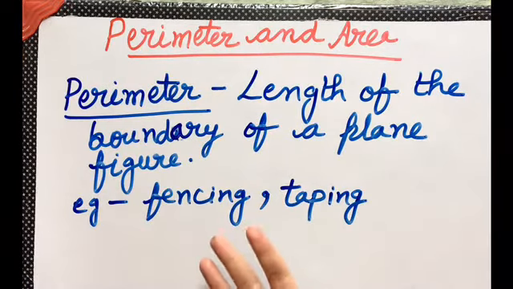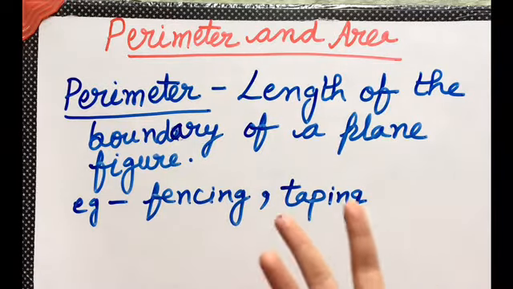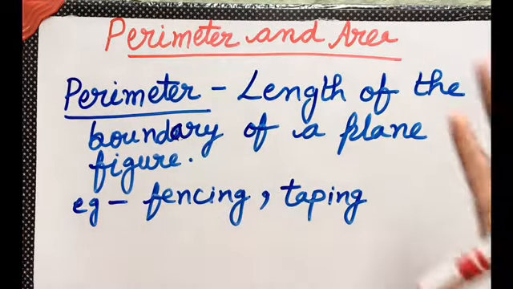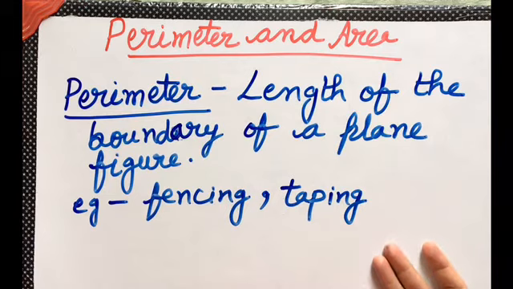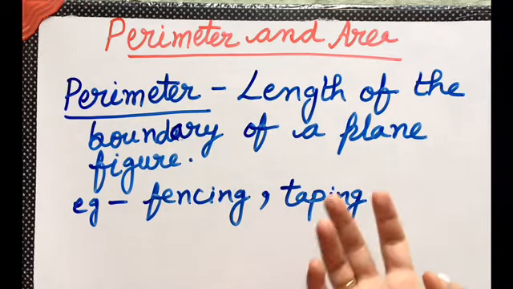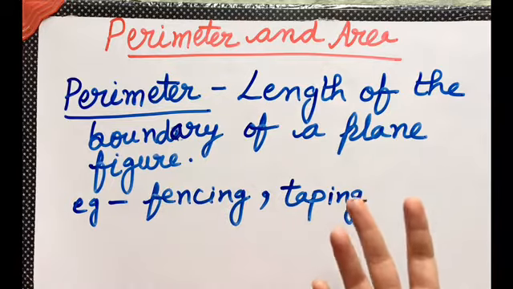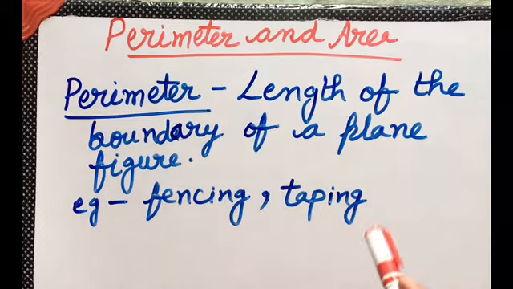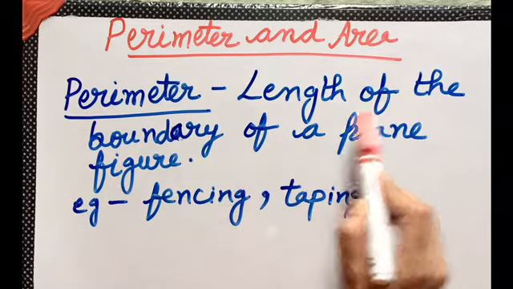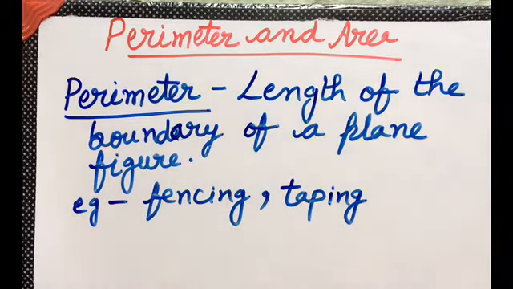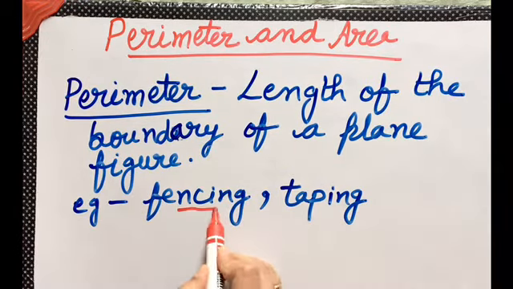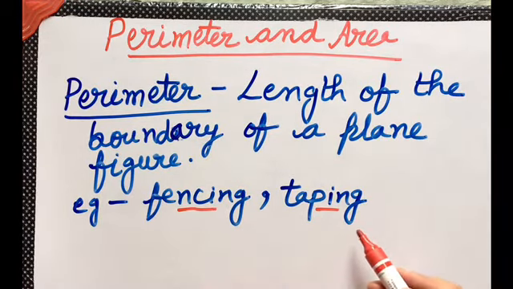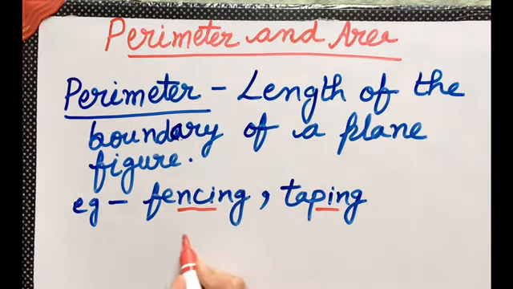So if you want to find out how much tape I need to cover this board, or how much length of wire is needed to cover the fencing of my garden, how will I say? If I went to the market, I will have to tell this much of tape or the wire I want. So this will be done using perimeter. So perimeter is the length of boundary of a plane figure. Fine. So if you want to calculate the fencing or taping, there we are going to use the concept of perimeter. Perimeter is basically the length of the boundary.